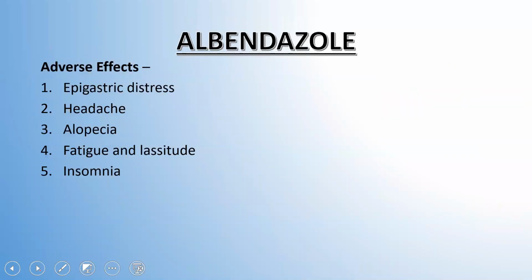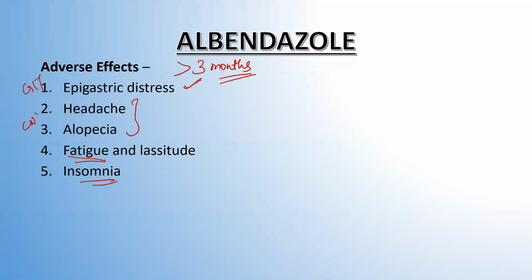Moving on to the adverse effects. Adverse effects or toxicities appear only when you have taken albendazole for more than 3 months together. Right. So it usually causes epigastric distress, it causes headache, alopecia, it causes fatigue and insomnia. So these are the 5 relevant adverse effects that appear in an individual who has taken albendazole for more than 3 months. Right. Epigastric distress, GIT, CNS, fatigue and insomnia.